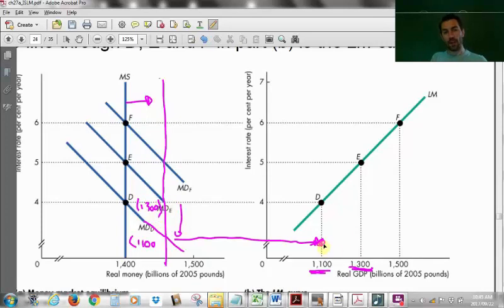My new point of equilibrium for 1,300 is now, are you happy, it's here? Which is now a different interest rate to previously. This was my previous point of equilibrium. This is my new point of equilibrium. My new point of equilibrium is at a much lower interest rate. So let's see where that interest rate would be. Say here. Happy with that?